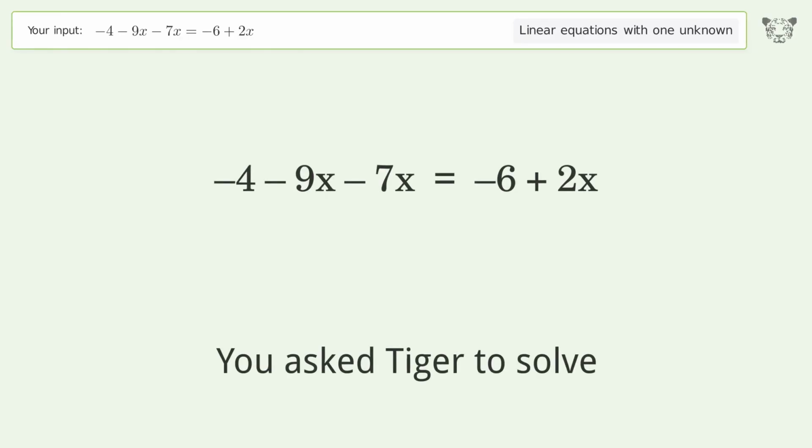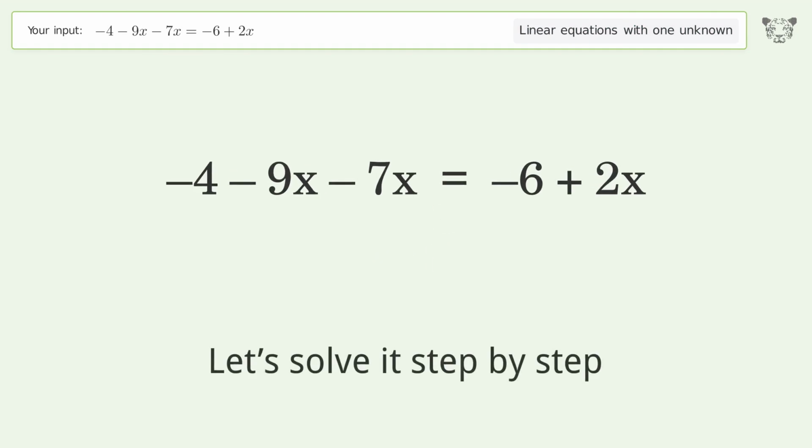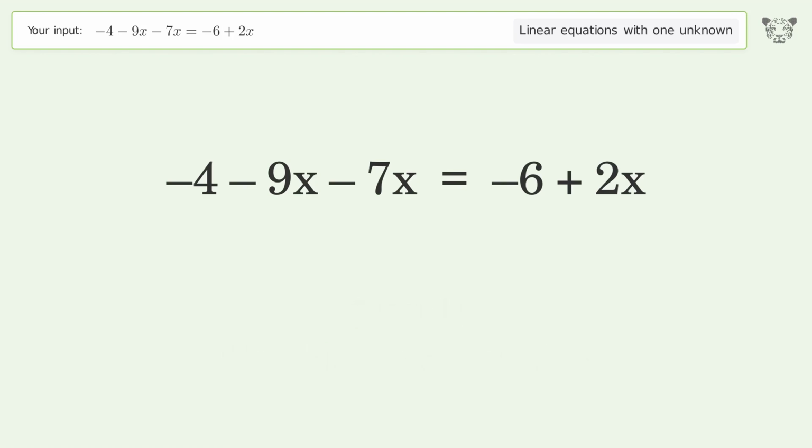You ask Tiger to solve. This deals with linear equations with one unknown. The final result is x equals 1/9. Let's solve it step by step. Simplify the expression. Group like terms.